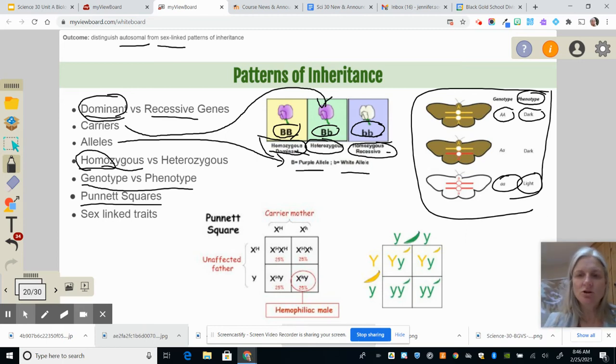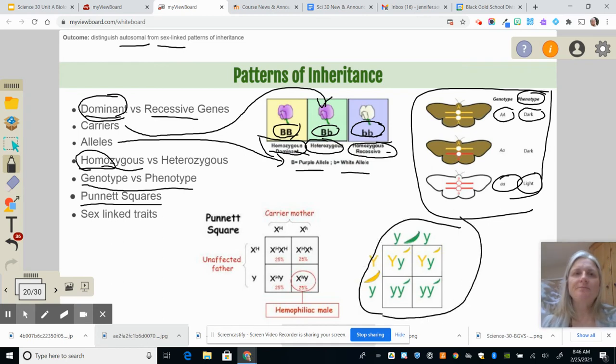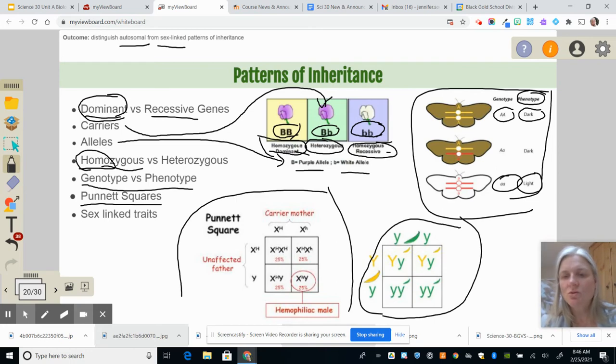So let's take a look. This is the autosomal pattern of inheritance, whereas over here is a sex-linked pattern. Okay. So in this case, yellow pea pod is the dominant allele. So this parent here is heterozygous. This parent here is homozygous recessive.